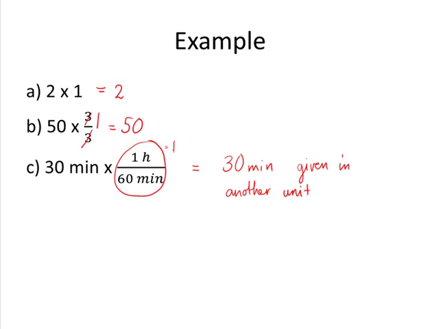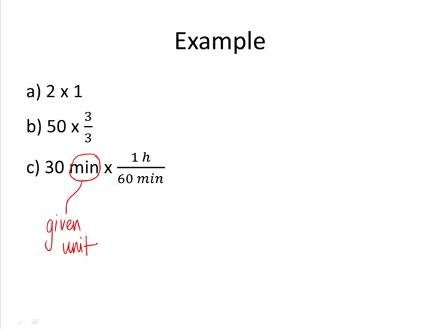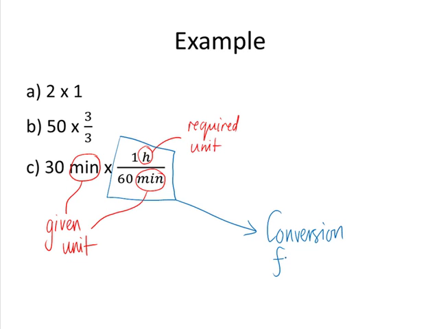Now, of course, you need to use a useful conversion factor. Otherwise, what's the point? And for a conversion factor to be useful, you have to know what unit you're given and what unit you're required to convert to. And you need to make sure that the conversion factor has both of those and they are in equivalent amounts. You also need to make sure that the given unit cancels out and the required unit is left behind.